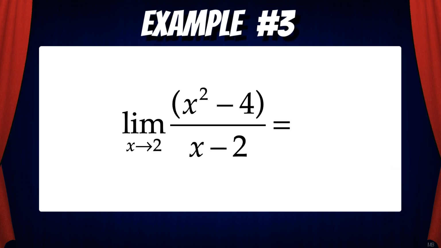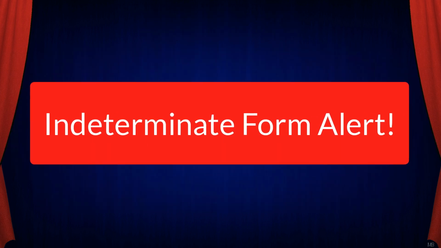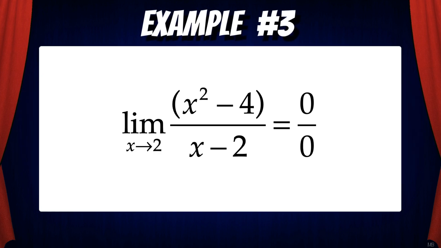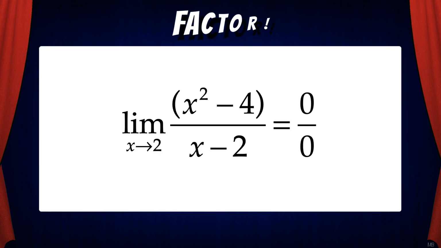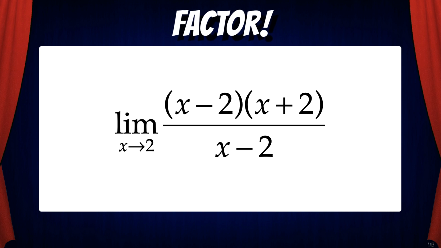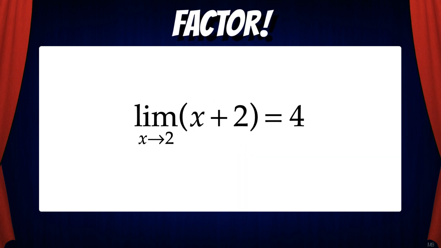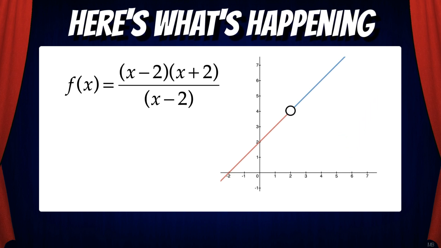The limit as x goes to 2 of x squared minus 4 over x minus 2. When we plug in 2 to this function, we get 0 over 0, which means we're dealing with an indeterminate form. So one technique to try when you get an indeterminate form is factoring. Here we can factor the numerator to x minus 2 and x plus 2. Then you can see the x minus 2's cancel out. Now we can plug in 2 and get our solution. The limit equals 4.